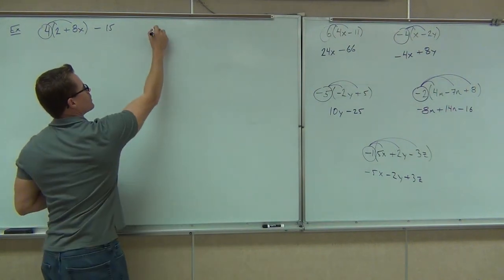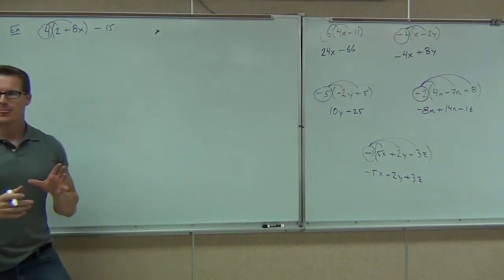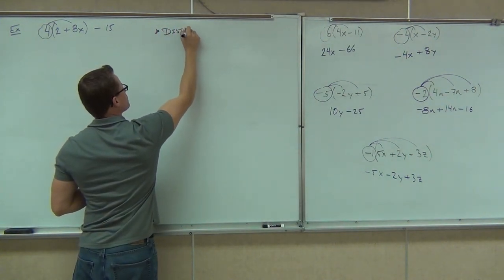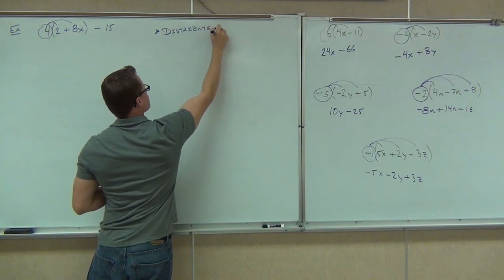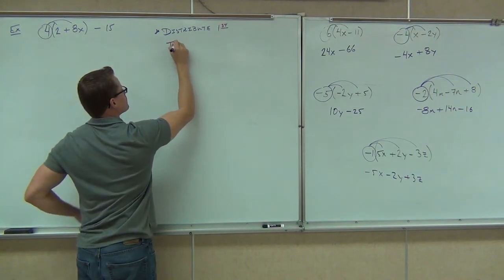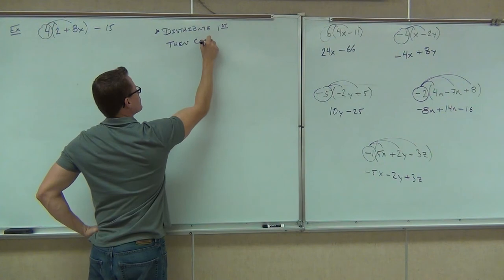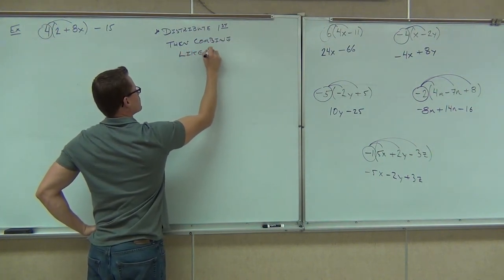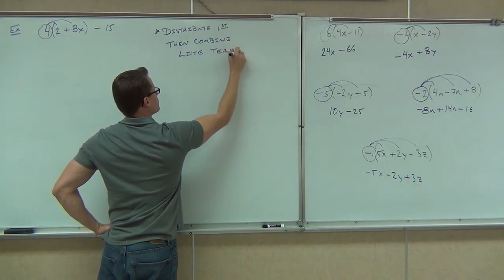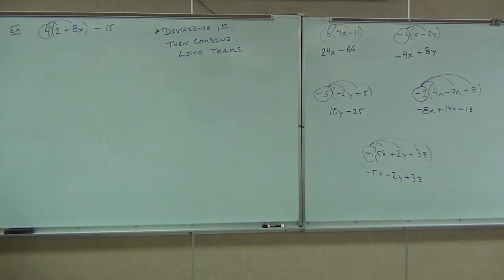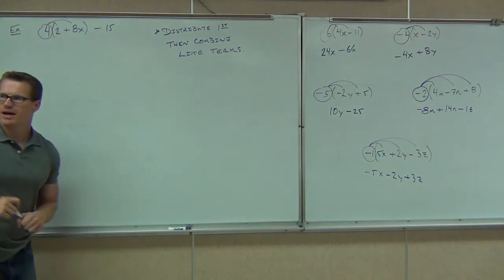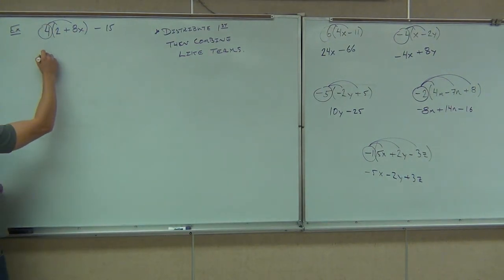So our ideas are distribute and then combine like terms. Distribute first, then combine like terms. Let's do that together using our method that we just learned. Can you please tell me the first term I get when I distribute?